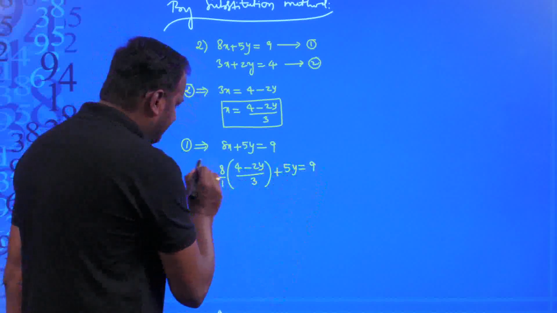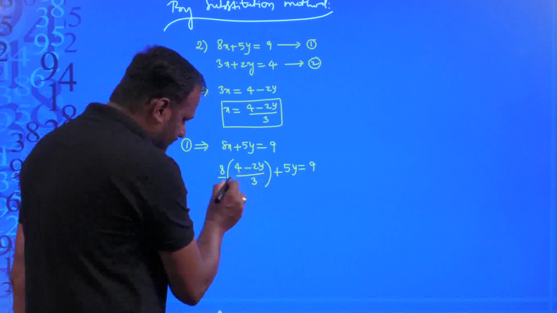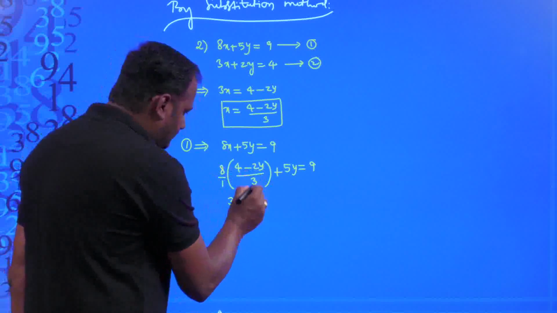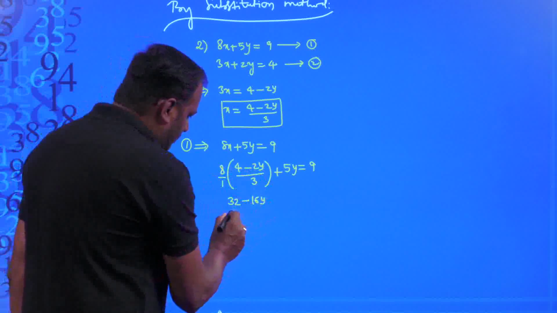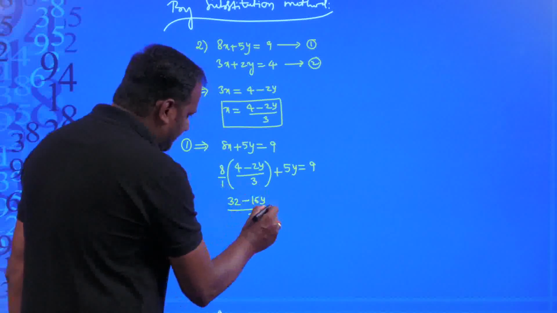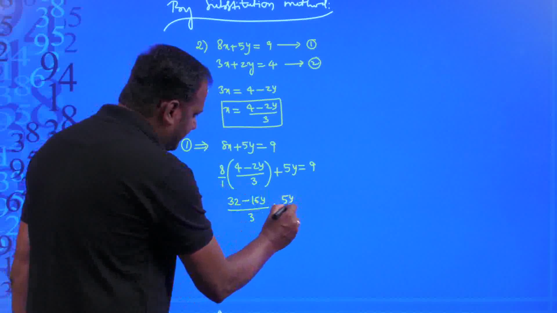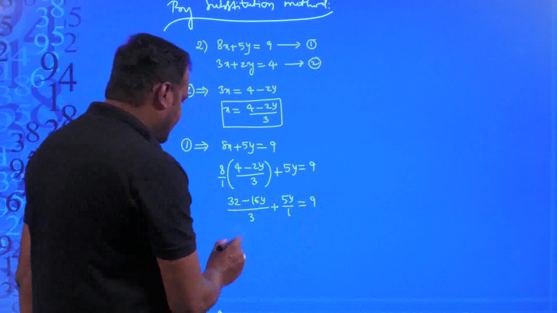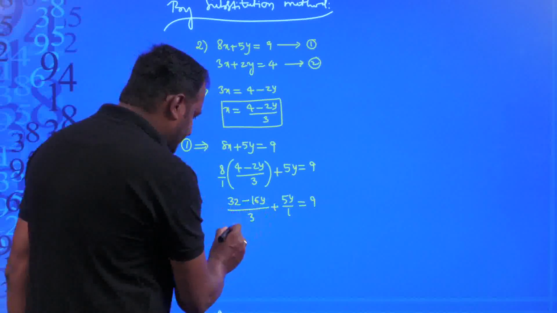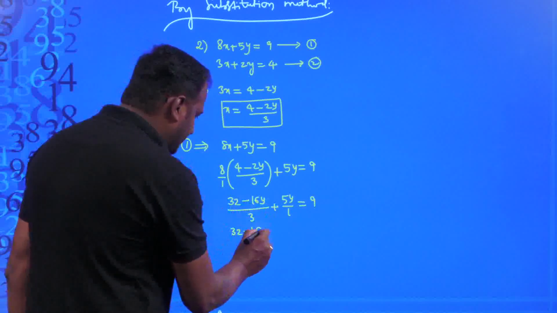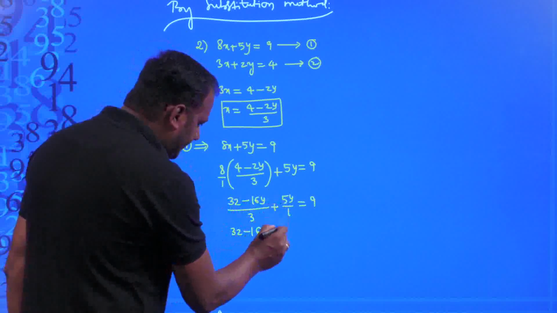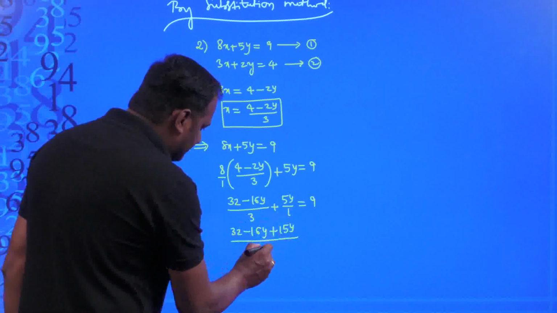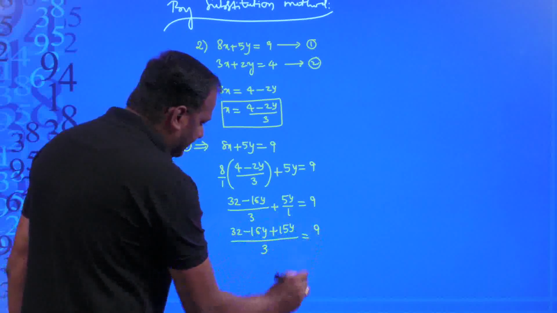8 means 8 divided by 1, then you multiply numerator to the numerator, denominator to the denominator. 8 4s are 32 minus 8 2s are 16y, whole divided by 1 3s are 3, plus 5y divided by 1 is equal to 9, right. Now, when you simplify, 1 into 32 minus 16y is 32 minus 16y, plus 3 into 5y, 3 5s are 15y, whole divided by 3 1s are 3, which is equal to 9, right.